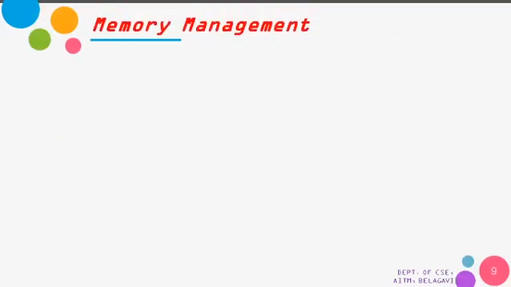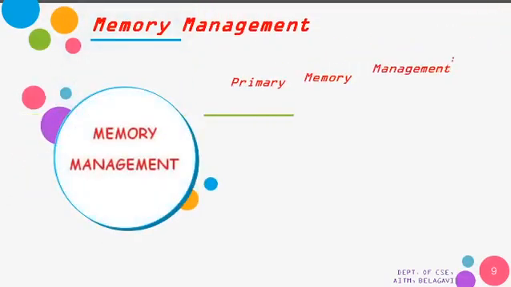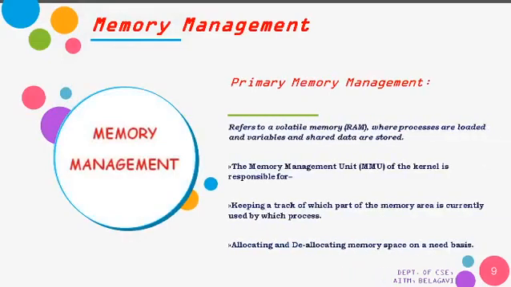Now going to memory management. Memory management mainly refers to the volatile memory, that is random access memory, where processes are loaded and variables and shared data are stored. The memory management unit, that is the MMU of the kernel, is responsible for keeping track of which part of the memory area is currently used by which process, and allocating and deallocating memory space on a need basis. So this is all about memory management.